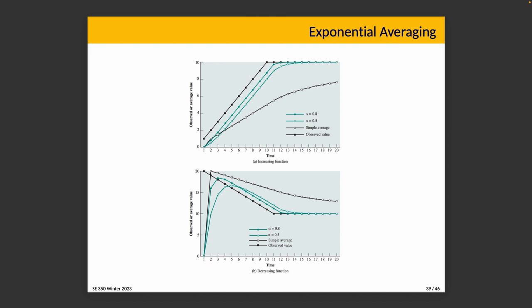Okay, so one of the textbook authors has kindly enough done some analysis on this kind of thing, such that we have some data to go off of here. And the data says, well, if we just took a simple average, this is the black line with white boxes, and the observed value is the actual time, so that's the black line with the black boxes. And then the decay factors, alpha 0.5 and 0.8, show up as the green lines.